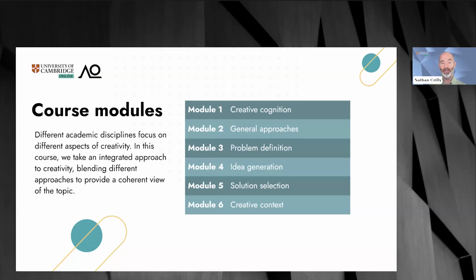And then in module 5, we look at solution selection. So we've got lots of ideas, but how do we identify those that are most promising? How do we take those ideas, select them down, and then develop them further? And then in module 6, we put all of that in context. So most people are coming to the course from organizational settings. So we look at creative individuals and how they combine into creative teams. We look at the creative culture of the organization as a whole. And then we also look at creative leaders and what different attributes each of those different groups might have.